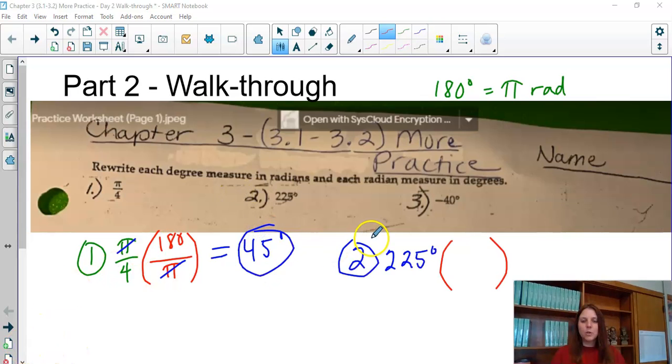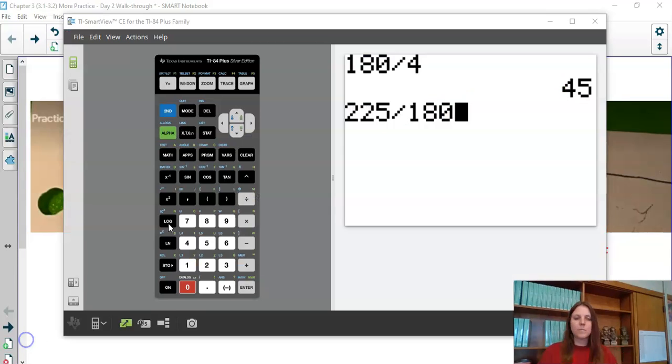Number 2 is 225 degrees. This time I'm trying to get rid of degrees, so that means I put 180 in the denominator. That always matches with pi in radians. In these answers, you want to leave pi in the answer. So I'm not going to put 225 times pi divided by 180. Instead, I'm just reducing 225 and 180. If you want to multiply it out and write it like this before you simplify, that would be okay as well. So now I need to simplify 225 divided by 180.